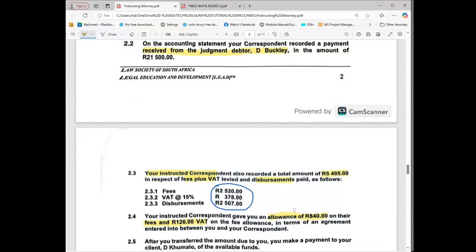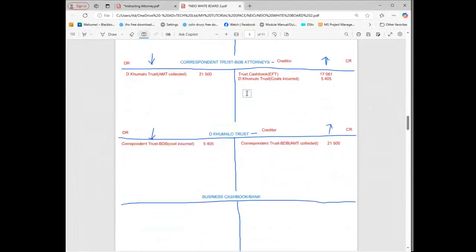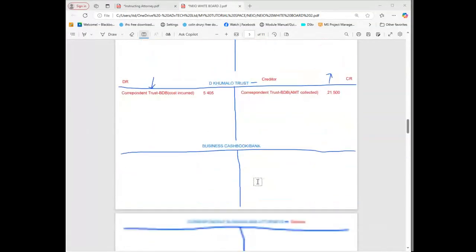Okay, so now we need to make sure that we go and record the fees the way we know how to record the fees. So we're recording our fees. We're going to be working with the BDB attorney's business and the fees and VAT accounts.